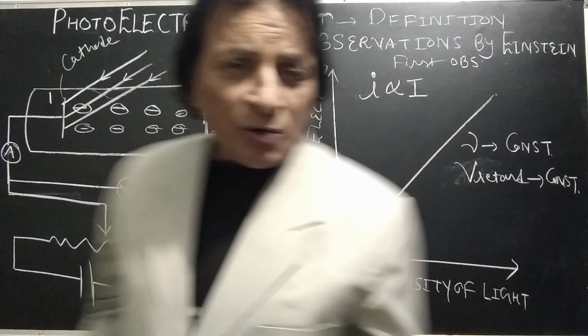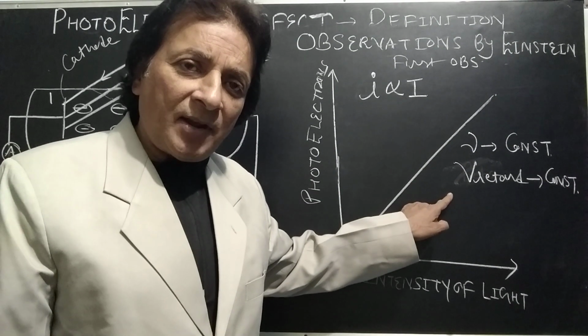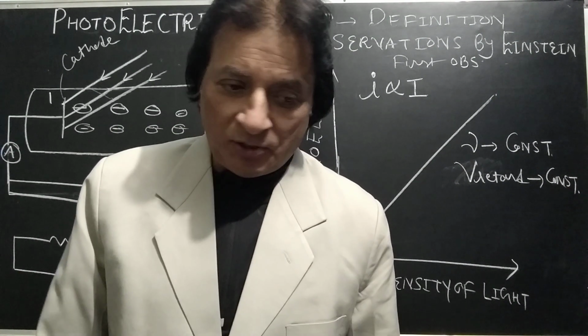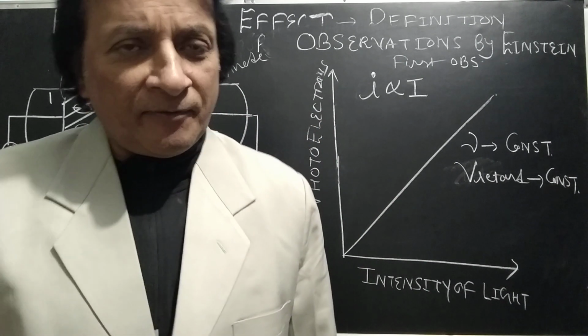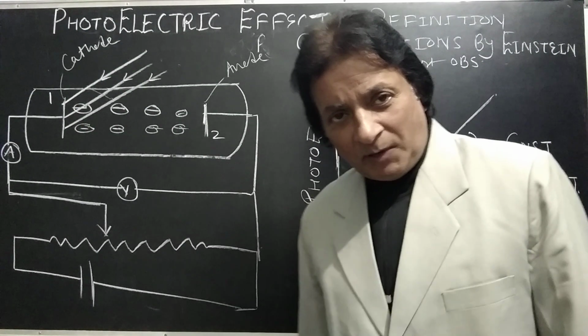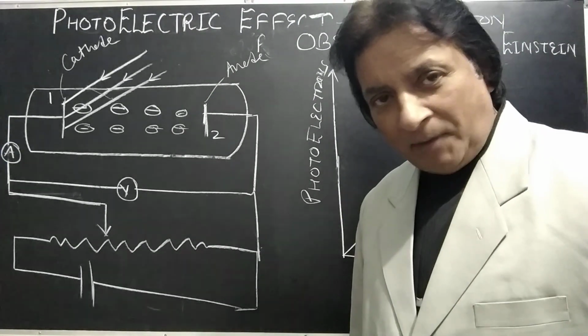Current is proportional to intensity. What we keep fixed? Frequency as well as the retarding potential. Any doubt? So note it down. Next graph I am going to explain. So this lecture is in English, Hindi plus English, I will explain combined.